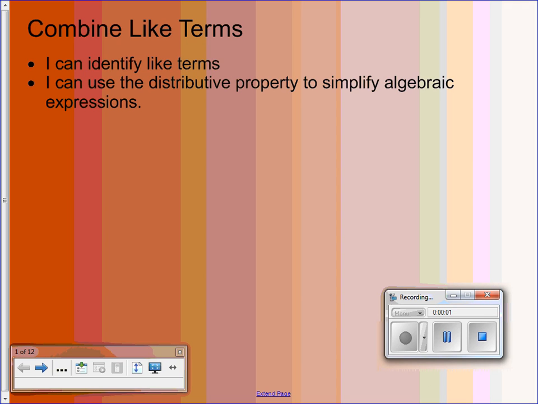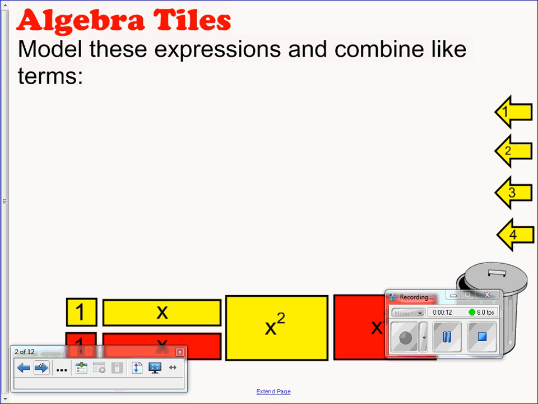In this lesson, we'll be talking about combining like terms. By the end of the lesson, you should be able to identify like terms and use the distributive property to simplify some algebraic expressions. Let's practice a little bit with some algebra tiles.